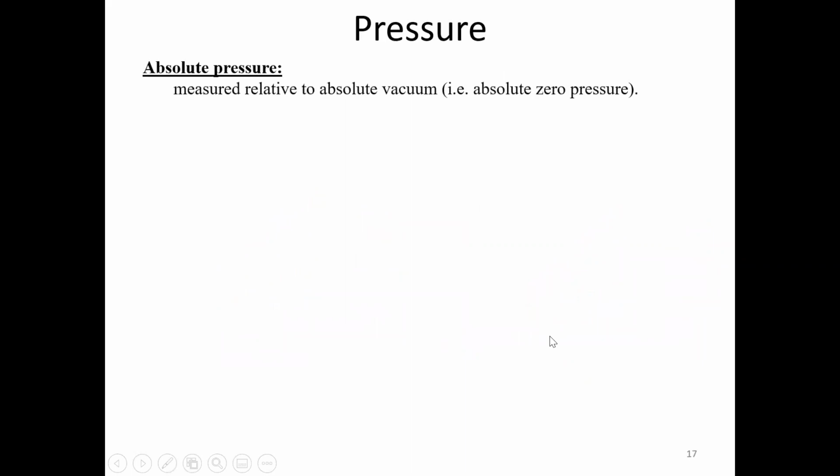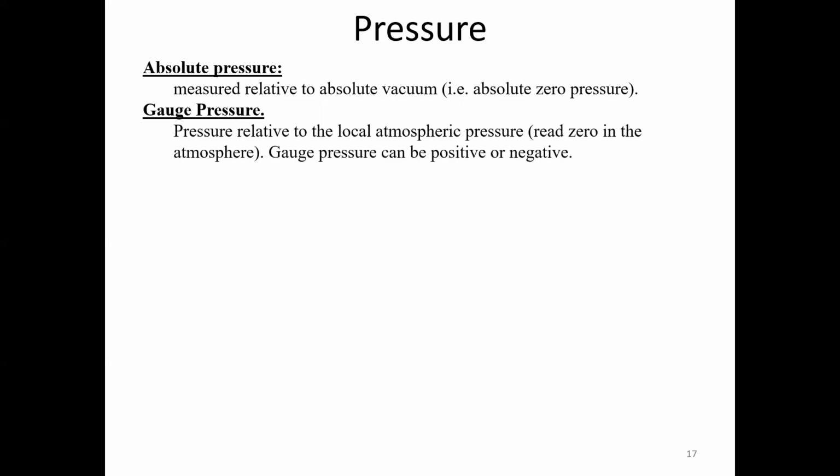We still have something to mention about pressure, because we talked about the pressure, the temperature, the volume. We still need to know some pressure definitions. There are three or four major definitions for pressure. We have absolute pressure, which is measured relative to absolute vacuum. There's gauge pressure, relative to the local atmospheric pressure.